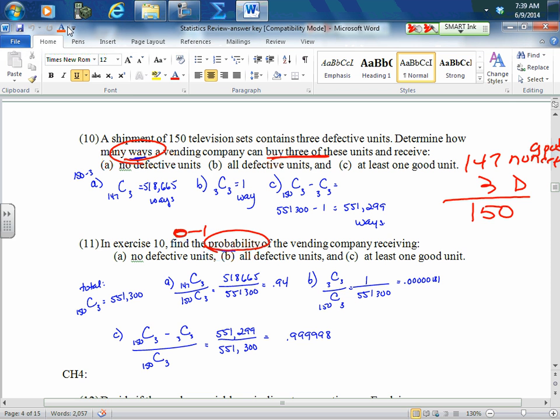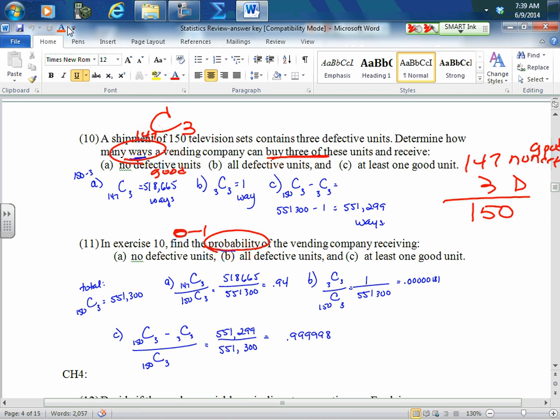Do you care what order they come in, these television sets? Nope, because they all look the same. So right away we know we're doing combinations. And you want 3 of them. Can you get no defective units? How many no defectives do you have? 147. No defective means they are good. So 147 C 3.